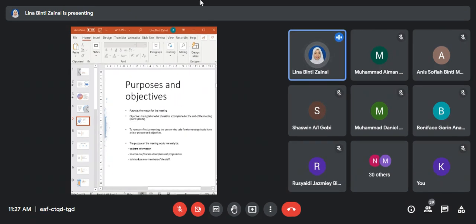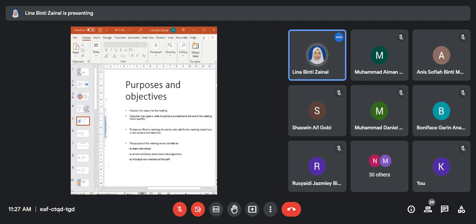Alright, so that is an example of the type of meeting where the higher-ups will call their committee, the subordinates or the workers, to share information. Okay.